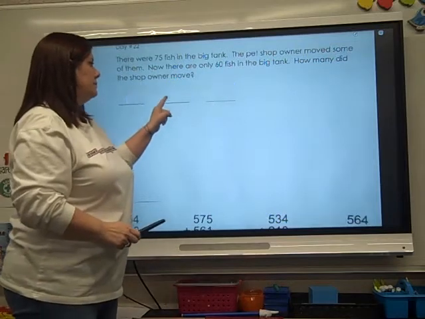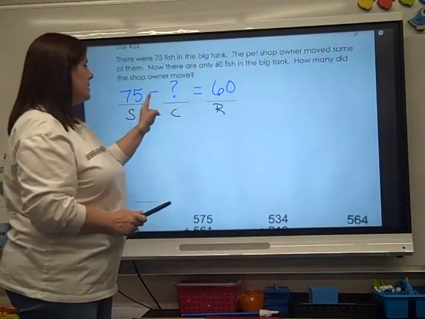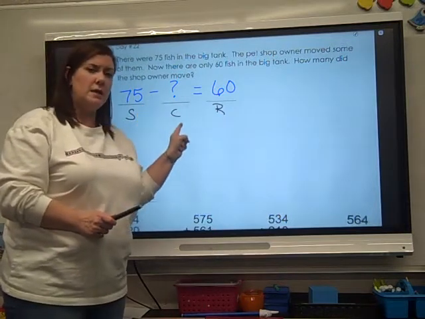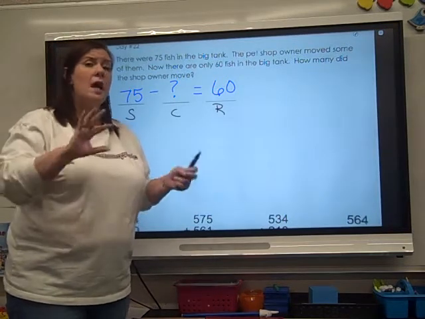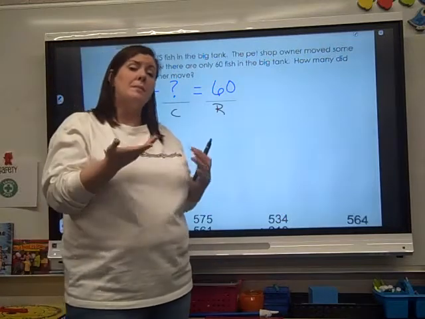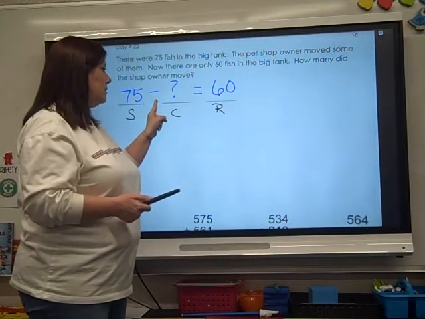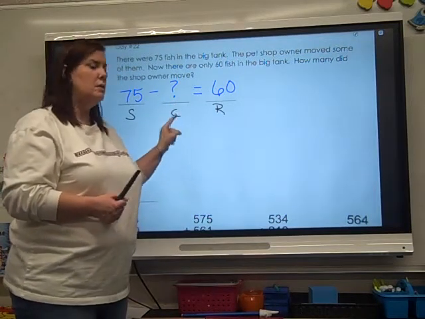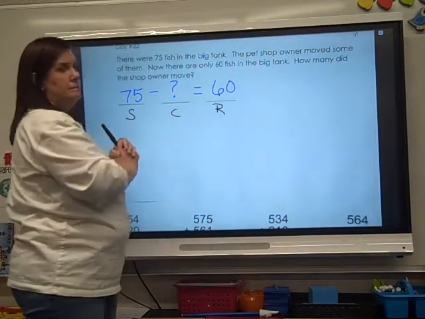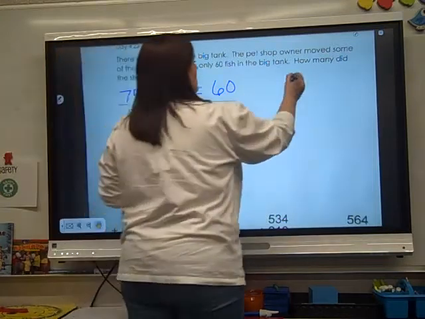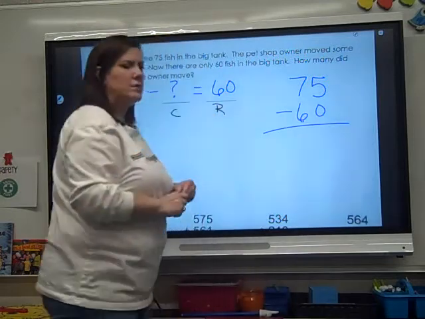Y'all notice something? You remember our rule breaker? Anytime it's subtraction and we don't know the change, we still subtract, okay? That's our rule breaker. Every other time, you're going to do the opposite. This is kind of the rule breaker. Subtraction and not knowing the change. So, I'm still going to do a subtraction problem. So, who's going to be on top? 75. So, go over here, 75, subtract 60, get you an answer.